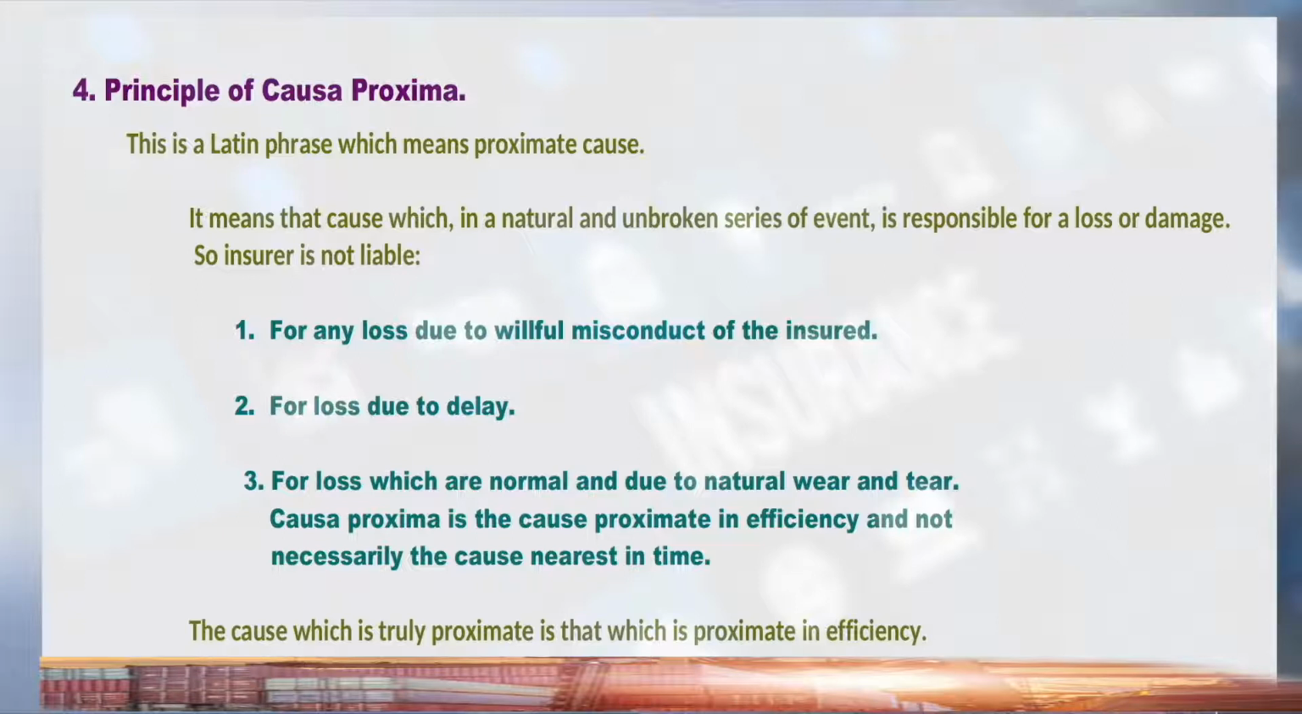This is based on the assumption that the insured will earn profit when the goods reach their destination. Next, the principle of causa proxima. This is a Latin phrase which means proximate cause. It means the cause which, in a natural and unbroken series of events, is responsible for a loss or damage. So, the insurer is not liable for any loss due to willful misconduct of the insured, for loss due to delay, or for losses which are normal and due to natural wear and tear. Causa proxima is the cause proximate in efficiency and not necessarily the cause nearest in time. The cause which is truly proximate is that which is proximate in efficiency.